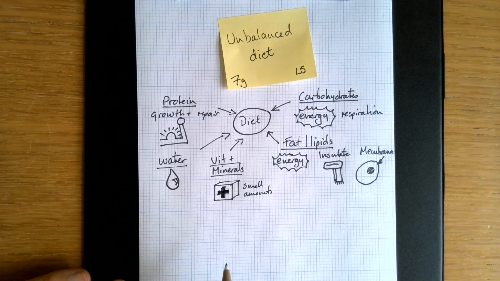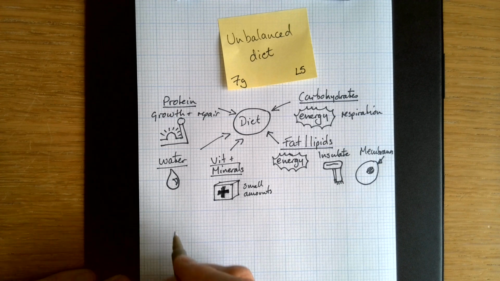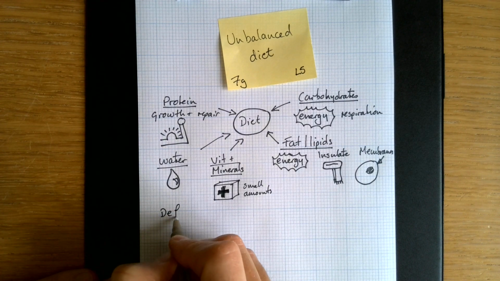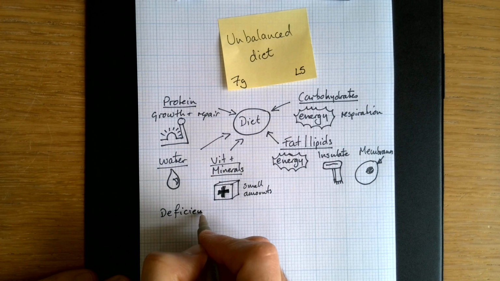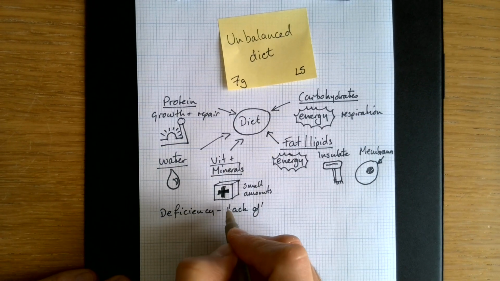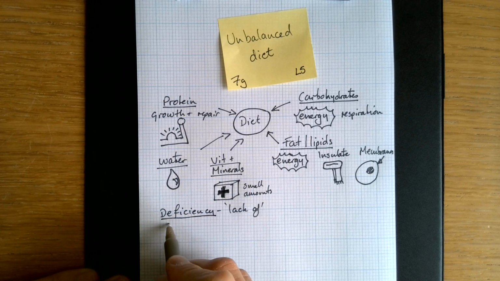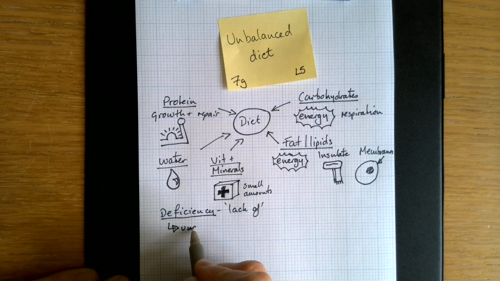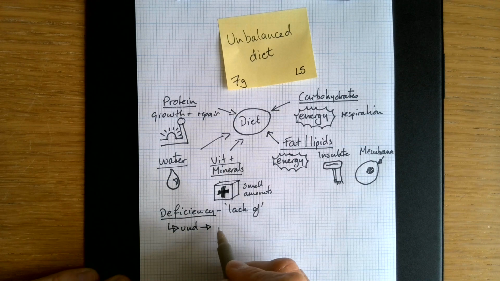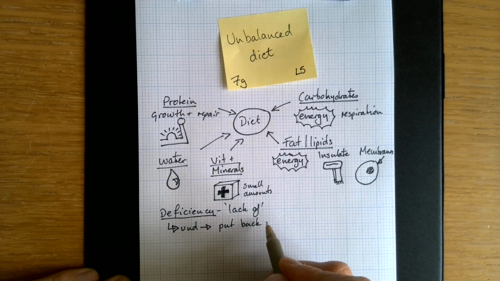So what happens if you don't have one of these components in your diet, in your everyday food intake? Well, we call this a deficiency. And it simply means a lack of something. So if you're missing one of these over a sustained period of time, then it can result in certain diseases. And to undo a deficiency, what you've got to do is put back what you took out.